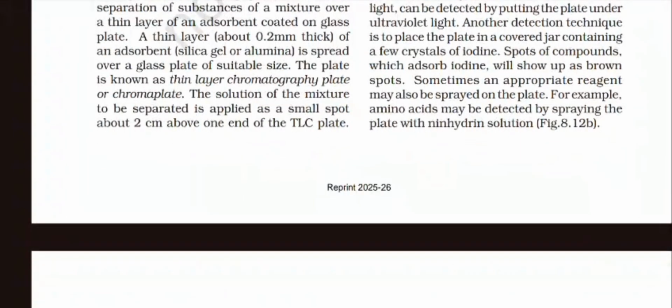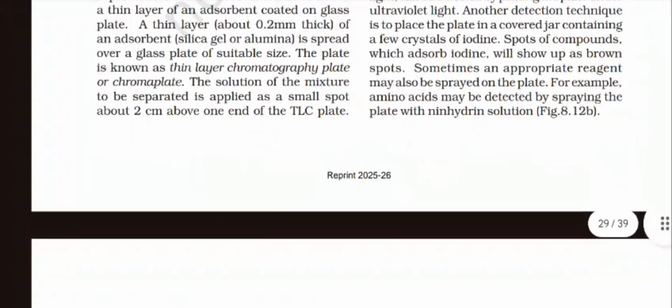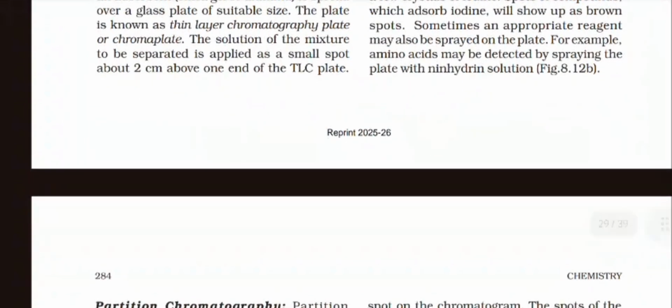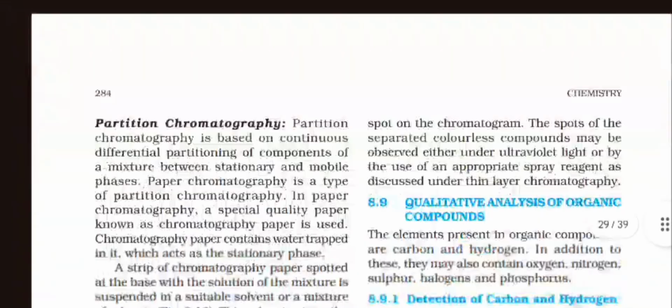Another detection technique is to place the plate in a covered jar containing a few crystals of iodine. Spots of the compounds which absorb iodine will show up as brown spots. Sometimes an appropriate reagent may also be sprayed on the plate. For example, amino acids may be detected by spraying the plate with ninhydrin solution.